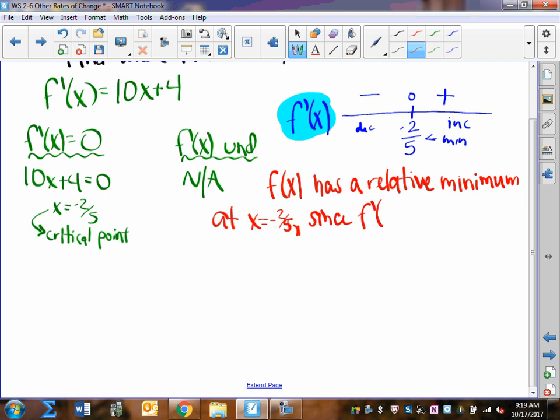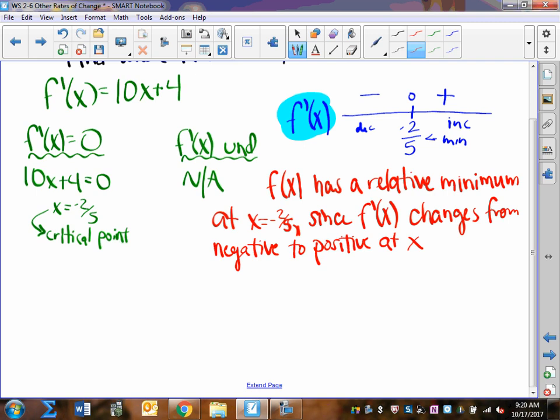Since f prime of x changes from, what did my derivative change from? Negative, positive, or positive, negative? Now, just look at our number line here. Changes from negative to positive at x equal to -2/5. Okay, so at that point there's a minimum because it's changing negative to positive.